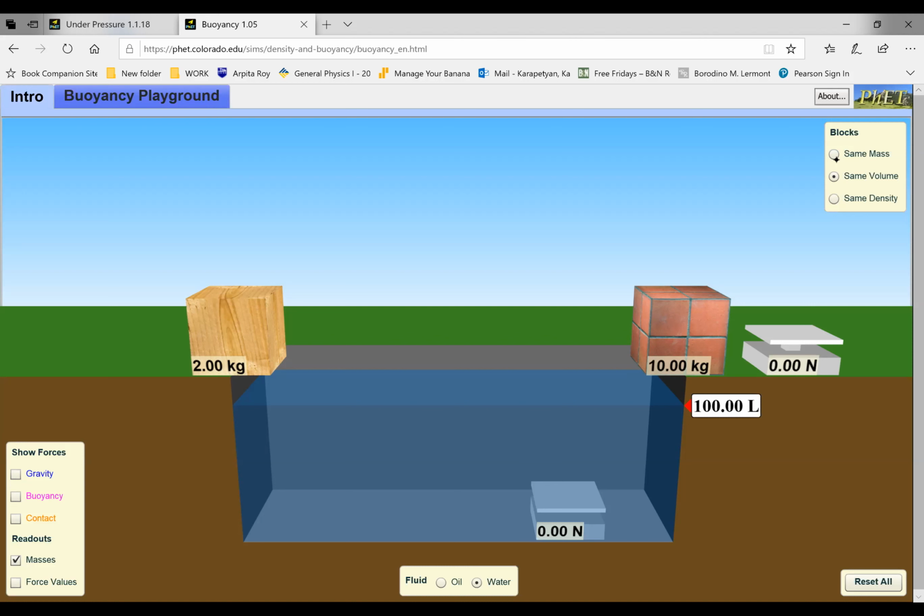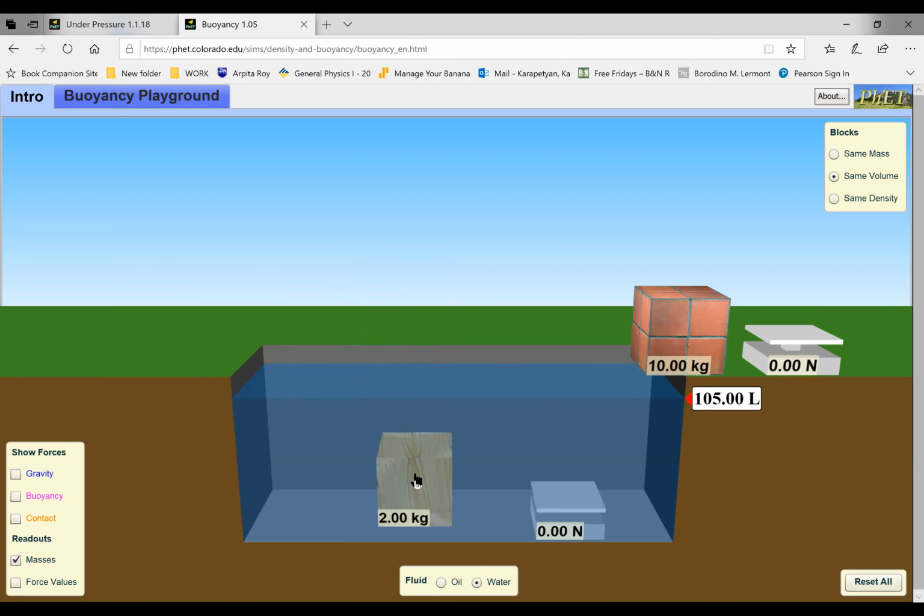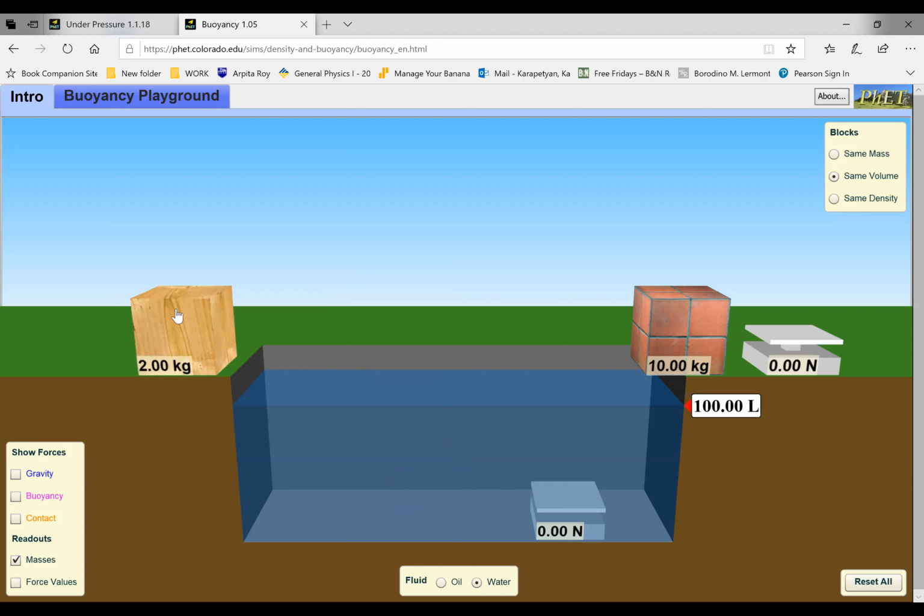You can see that we're given 100 liters as the level for the water. If I take the wooden block and completely immerse it, it's going to be pushed outward. So let's try again, push it all the way down so I'm fully immersed. Look at how much water is displaced: 105, compared to 100 before. That means 5 liters was displaced.